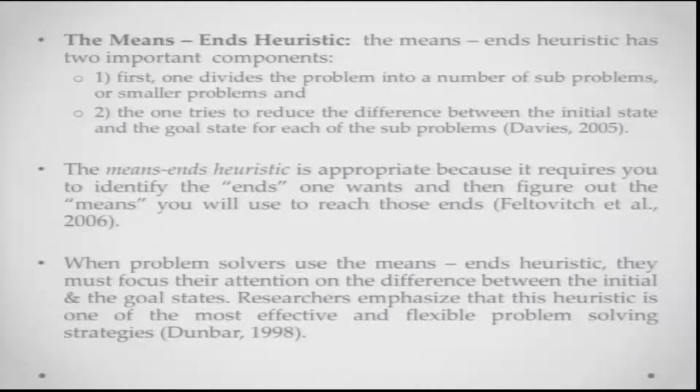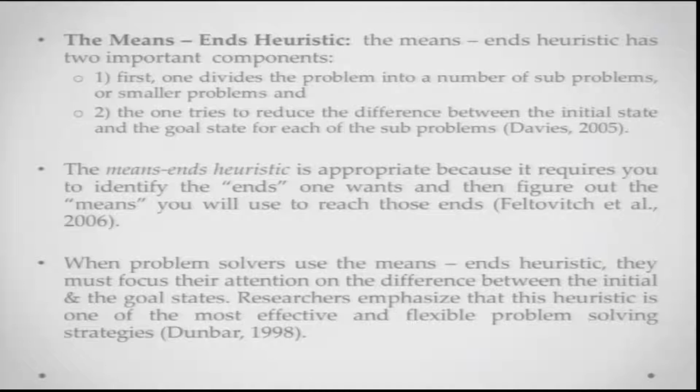Now, one of the heuristics that people often use is referred to as the means ends heuristic. The idea is that this one has 2 components. First is that you divide the larger problem into a set of smaller problems or sub problems, and then you try to reduce the difference between the initial state and the goal state. Okay. Whatever steps or manipulations you have to do, you start solving each of these sub problems, eventually leading to solving the major problem.